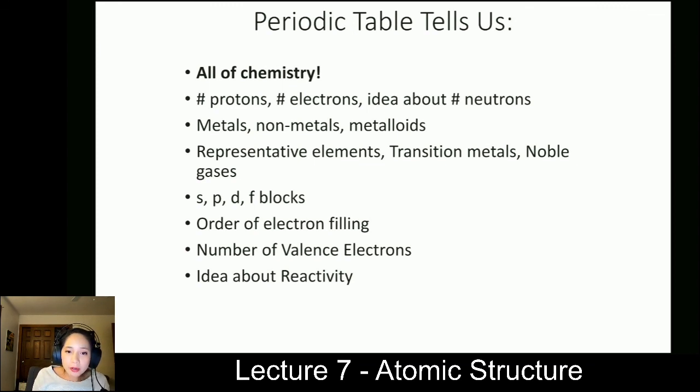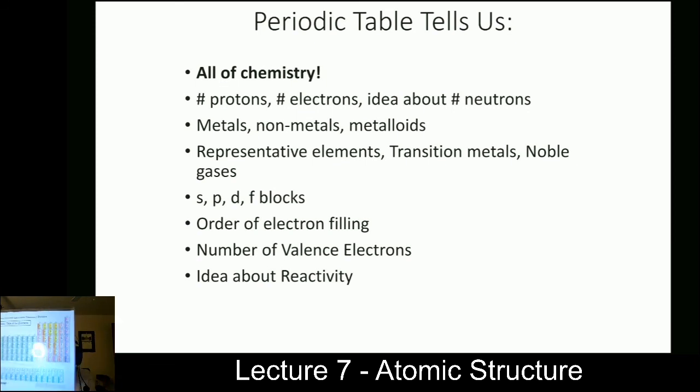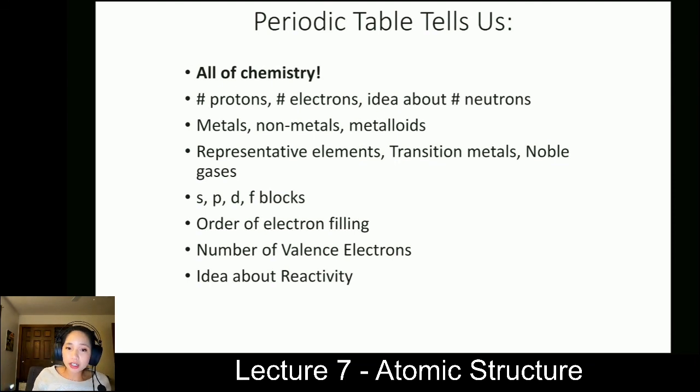It tells us about the different subshells, the different orbital blocks, S, P, D, and F, that they're all right here. That's why the shape of the periodic table is the way it is. We have the D's, we have the S's, and we have the P's. It tells us the order of electron filling, so we don't have to memorize it. It can tell us the number of valence electrons, and it also gives us an idea about reactivity. We related reactivity to the number of valence electrons, so let's see if there's a trend there.